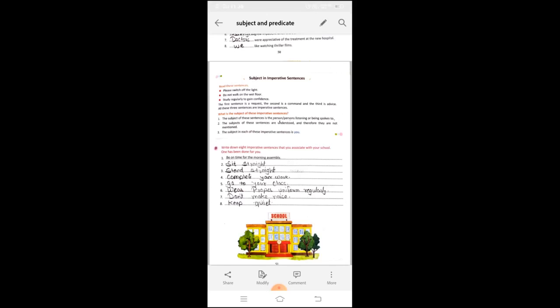In imperative sentence, as the subject is not given, it is understandable that the person who is listening to the sentence becomes the subject. So that is why, as it is understandable, it is not mentioned in the imperative sentence who is the subject.